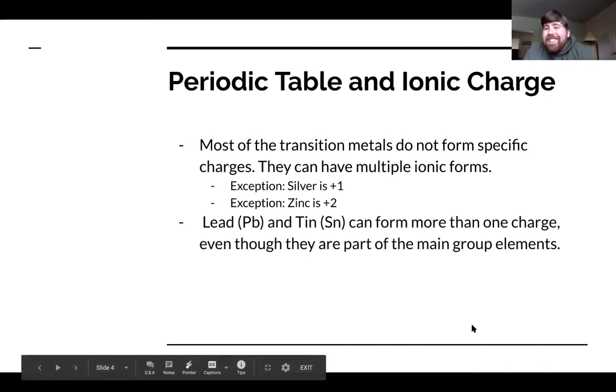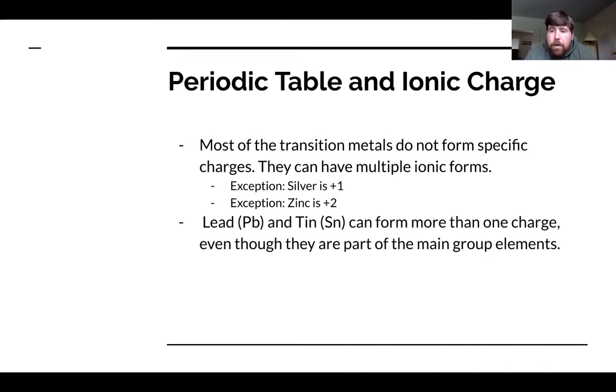Now, lead and tin are not a part of the transition metals, but they behave very similarly to those transition metals and can form ions with different charges. So for example, lead can either lose 2 electrons and form the 2+ ion, or it can lose 4 electrons and become the 4+ ion. So lead 2 or lead 4 are the 2 possibilities for that.